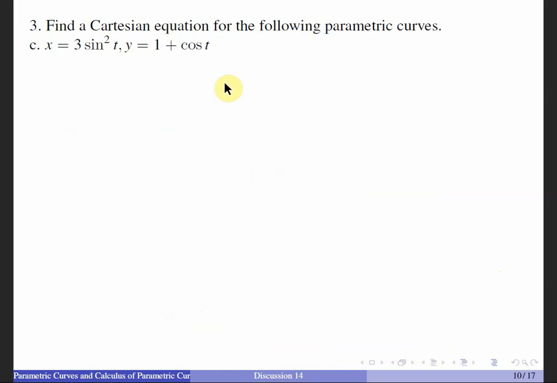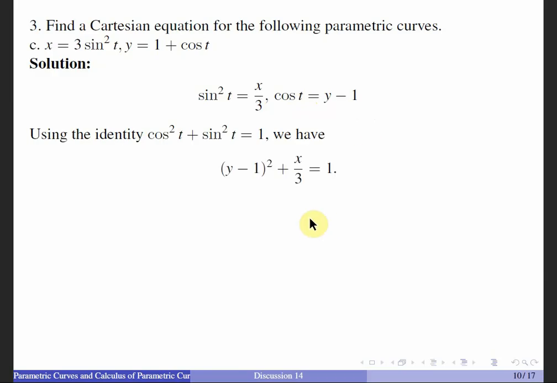Okay, so next we have x is equal to 3 sine squared t, y is equal to 1 plus cosine t. So again, these are expressions that involve sine and cosine. So let's do again the Pythagorean identity, cosine squared plus sine squared is equal to 1. So let's isolate the trigonometric expressions. So we have sine squared t is equal to x over 3, and then we have cosine t is equal to y minus 1. And then again we plug in, so you get y minus 1 quantity squared plus x over 3 is equal to 1.